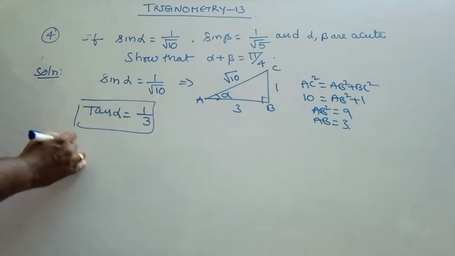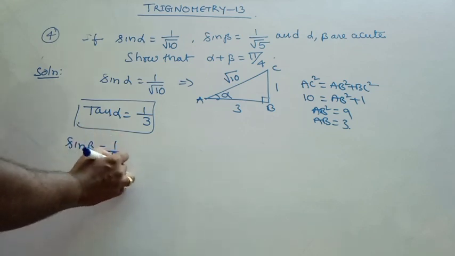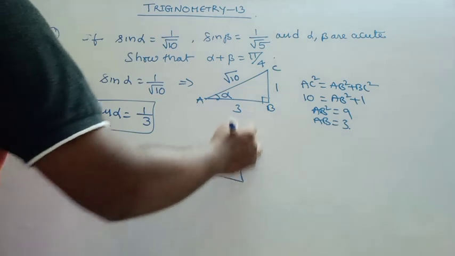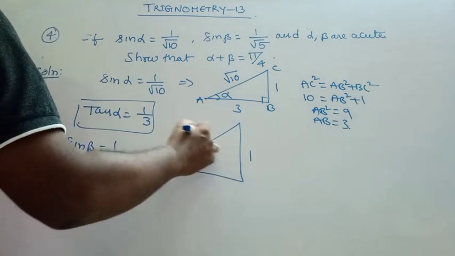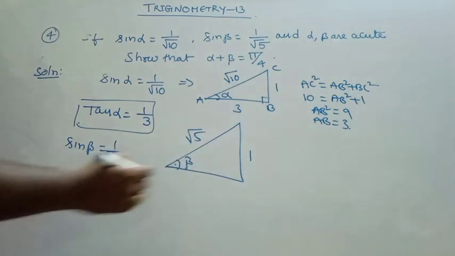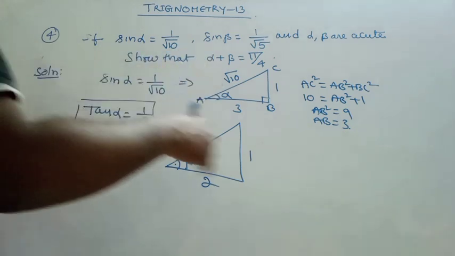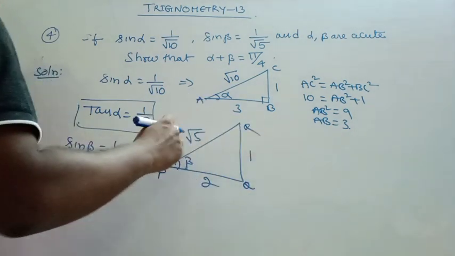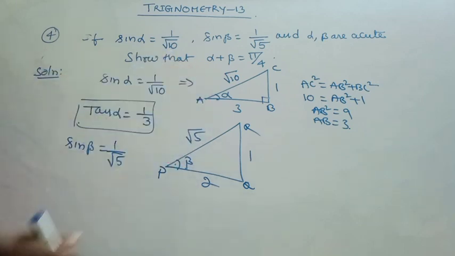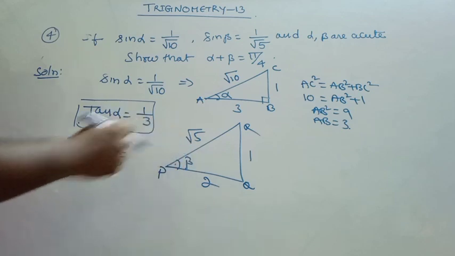And also they have given sine beta. Sine beta equals 1 by root 5. For this also, let us find tan beta. This is beta angle, 1, and this is root 5 we are having here. And this of course you will be getting as 2. By the same Pythagoras theorem, if you take this as PQR, PR square equals PQ square plus QR square, that means root 5 square minus 1, that is root 4, that is 2 you are going to get.